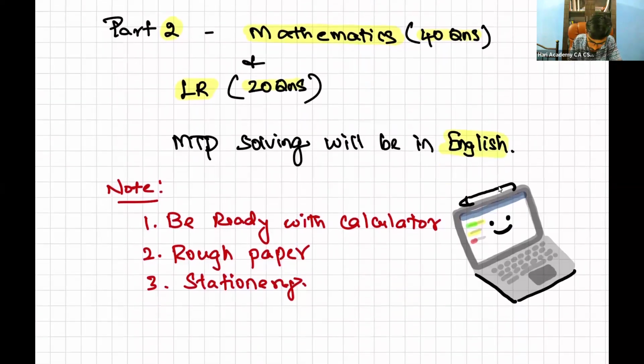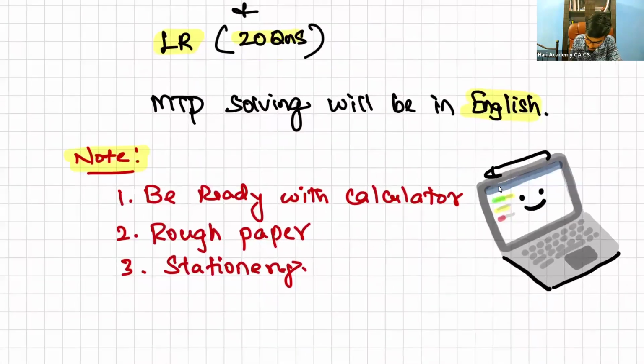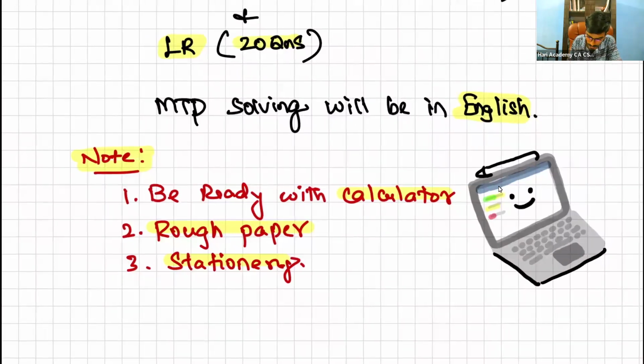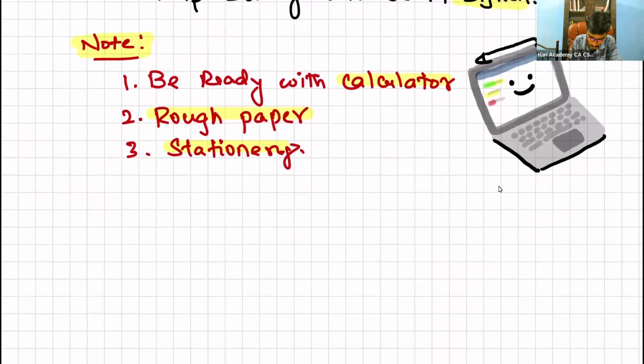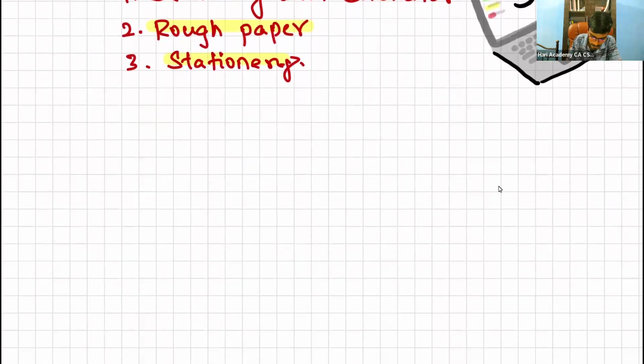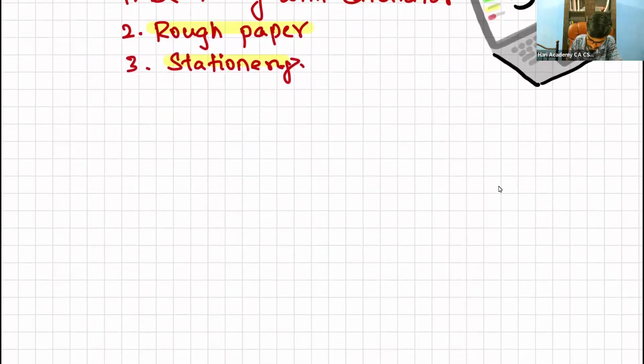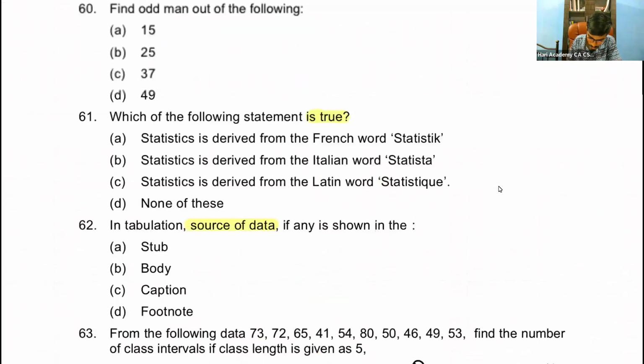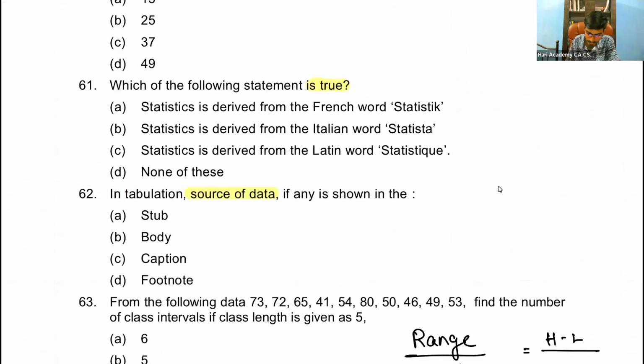Next, some key points you need to note down. Before watching this MTP series, you should be ready with your calculators. Then you should have a rough paper with you, and any pen or pencil, whatever you need, take along with you. We can start solving the problems related to that MTP series for statistics. I hope the screen is visible to you.